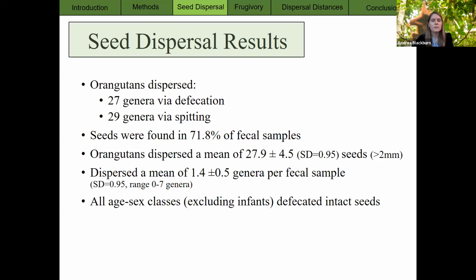So on to the results. We found that orangutans dispersed a total of 27 genera via defecation and 29 genera via spitting. Seeds were recorded in 71.8% of fecal samples, and seeds smaller than 2 millimeters were recorded in 10% of fecal samples, and large seeds, those larger than 10 millimeters in length, were recorded in 54.1% of fecal samples. Orangutans dispersed an average of 27.9 seeds per fecal sample and a mean of 1.4 genera per fecal sample. All age sex classes of orangutans, excluding very young infants, defecated intact seeds.